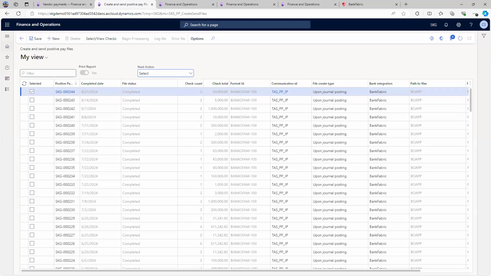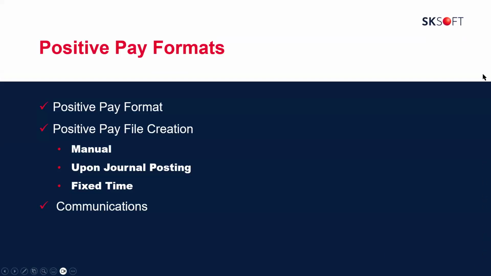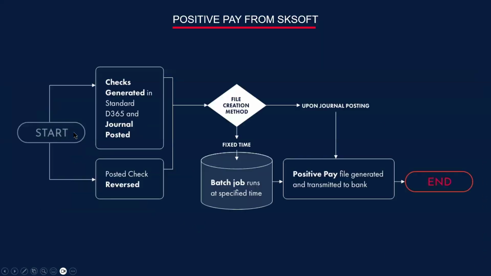So let's go back and just review the process there. Again, we went through the completely automated process. Step one, we generated checks in D365. I did most of that offline, but we went through the check generation process in the demo. We had our file creation method set to upon journal posting, so it immediately generated a file. And if I had hooked up to the bank, it's going to generate the file and transmit it to the bank all in one step.